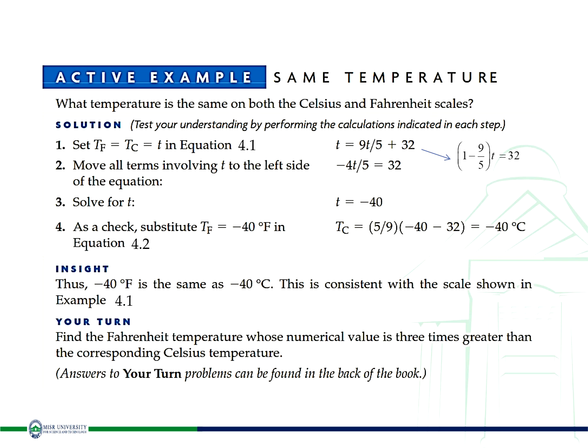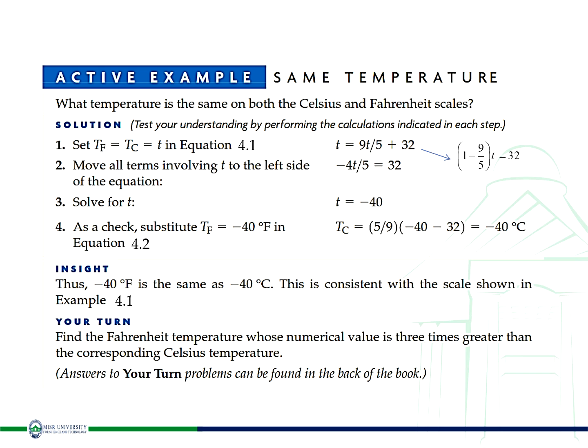What temperature is numerically identical on both the Celsius and Fahrenheit scales? To find this, we set the Fahrenheit temperature, Tf, equal to the Celsius temperature, Tc, and call it T. So, as shown in step 1, we use our conversion formula and have T equals 9T divided by 5 plus 32. Following step 2, we move all terms involving T to the left side. This gives us 1 minus 9 divided by 5, T equals 32, which simplifies to -4T divided by 5 equals 32. Solving for T in step 3, we find T equals -40.